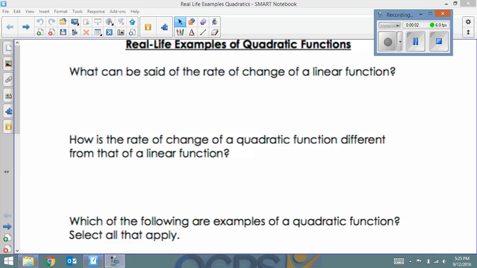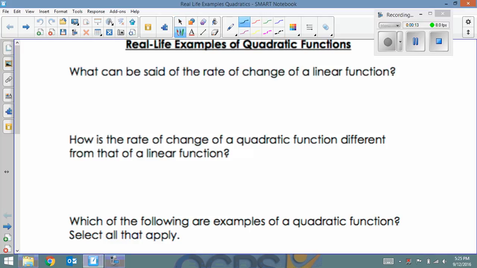So for this unit, we're going to be starting quadratic functions. We're going to talk today just about general quadratic functions, real life quadratic functions, and the various things that go with those quadratic functions.